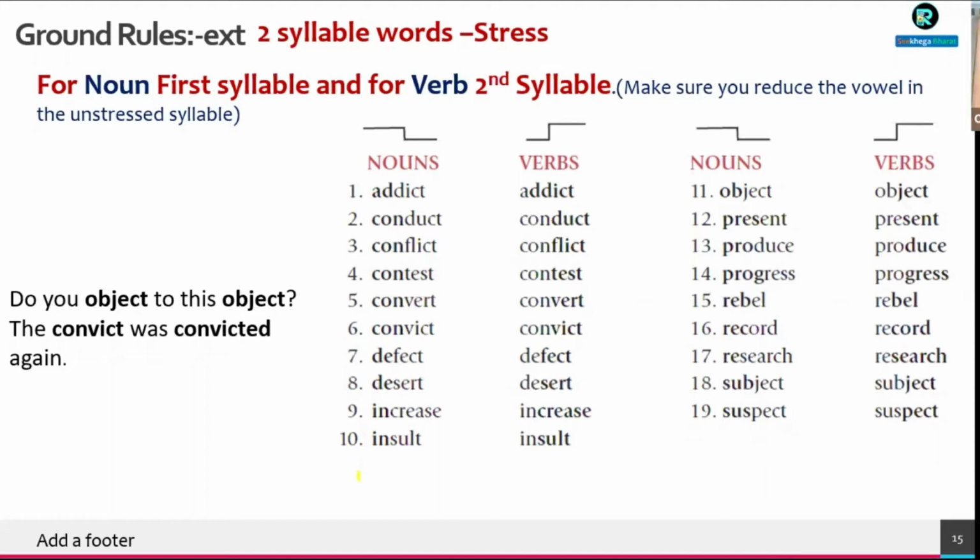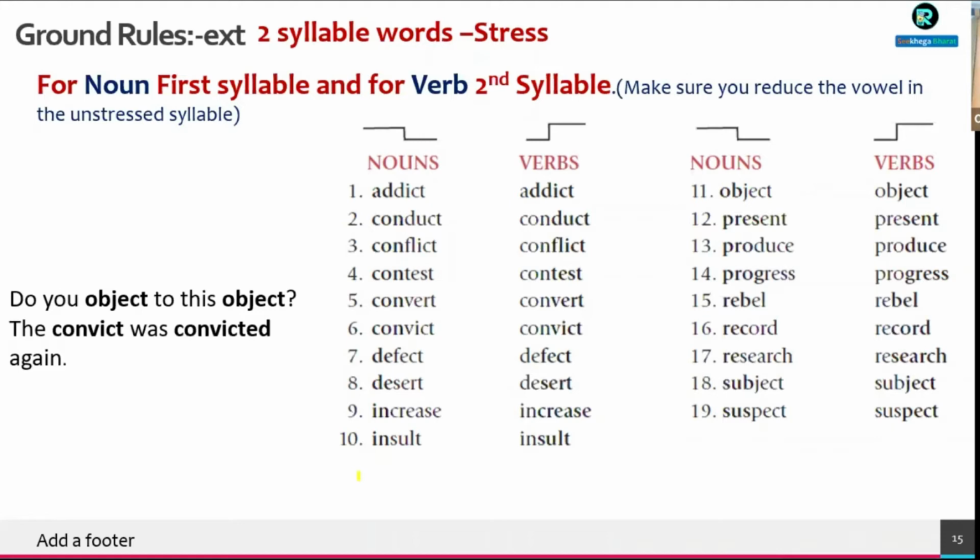Okay, now the next number, nine. Increase. So why is there a gap between the syllables? There should not be any gap. Increase, increase, increase, increase. Same is coming.